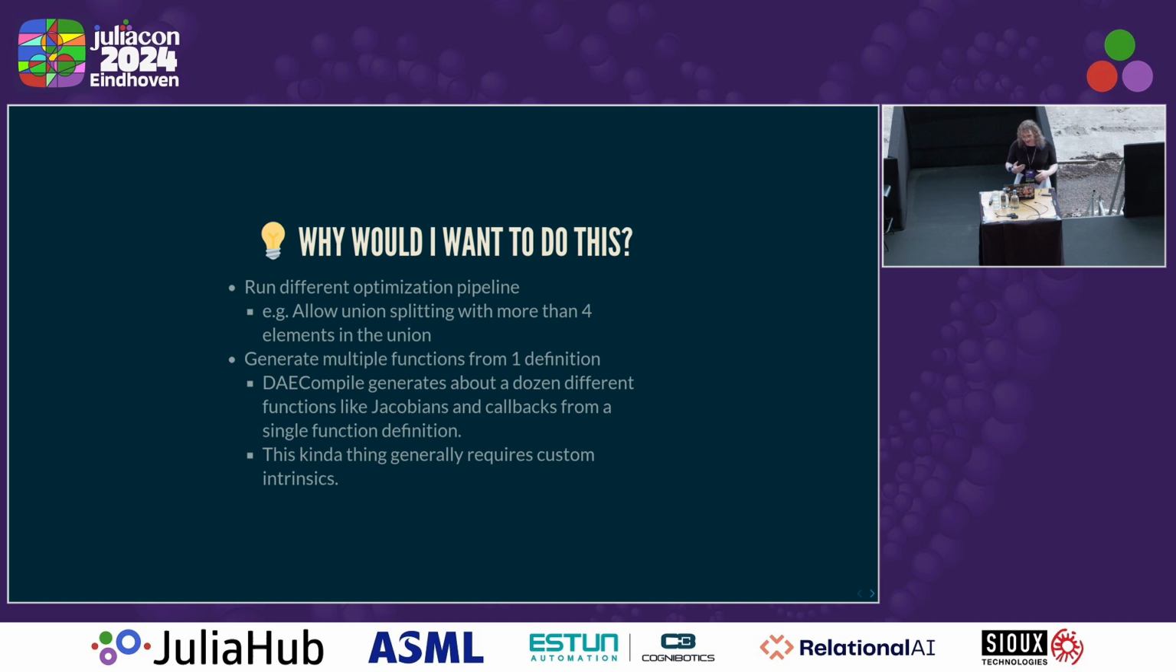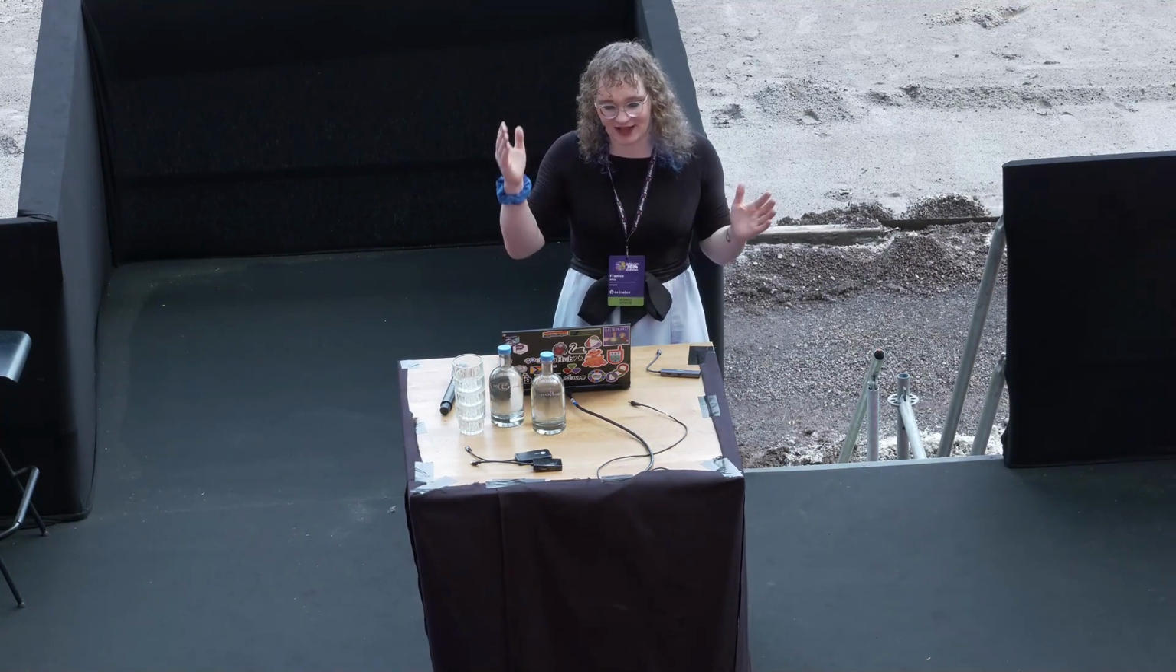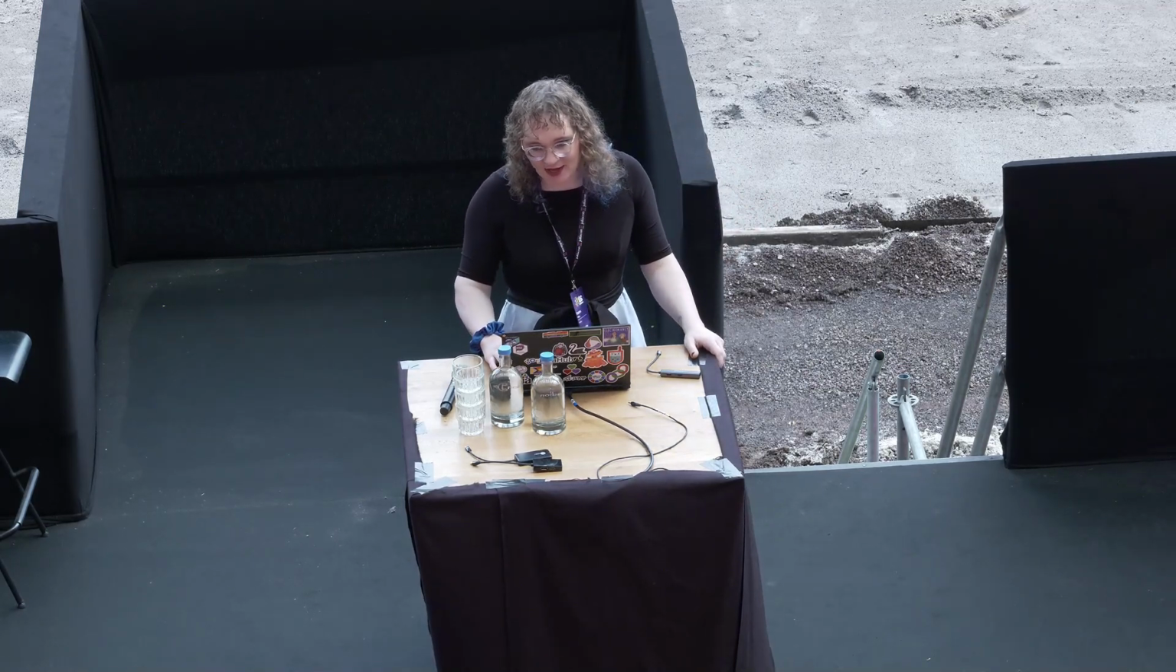The other big case is you might want to say generate multiple functions from one definition. So DAE compiler generates about a dozen different types of Jacobians and callbacks and all these other things that SciML universe likes from a single function definition that it does a transform on. This kind of thing requires custom intrinsics, which I'll be talking about towards the end of the talk, and also some analyses, which you'll hear about in Kenno and Shuhei's talk tomorrow, probably.